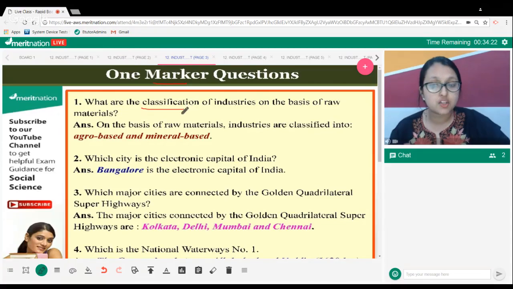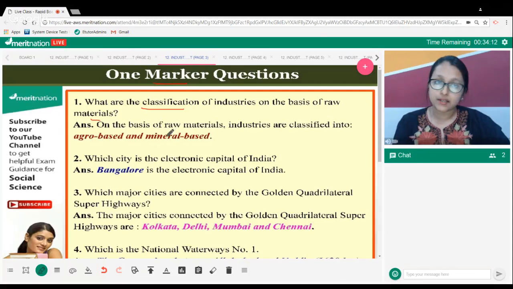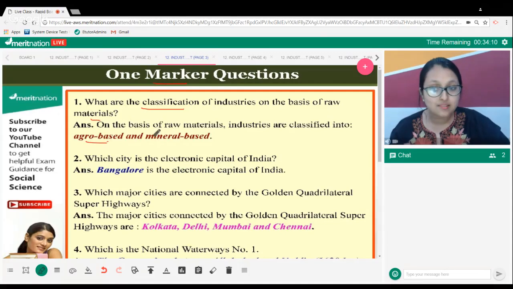What is the classification of industries on the basis of raw materials? Whenever we say raw materials, that is what input you are putting into the industries. It can be agro based or mineral based. Agro based means the input will be any agriculture product. Or sorry, your output will be any agriculture product. It can be your sugar industries. Then mineral based, like petroleum, coal, and iron and steel industries, will come into your mineral based.